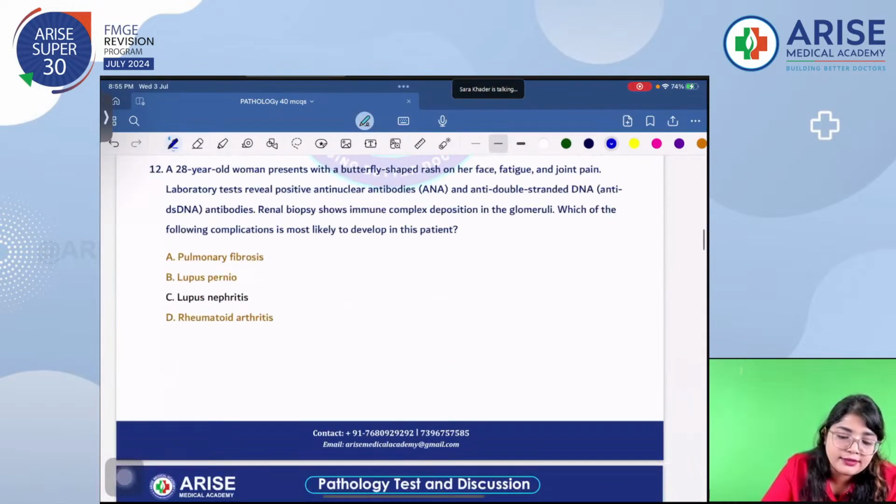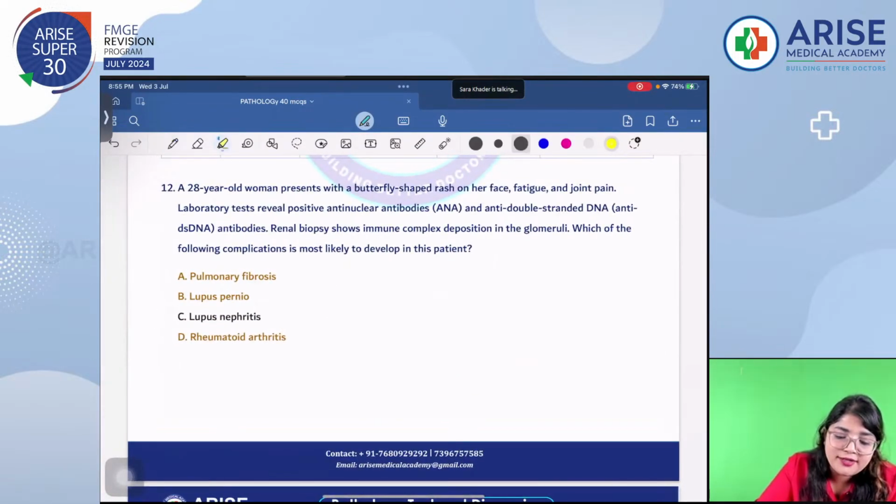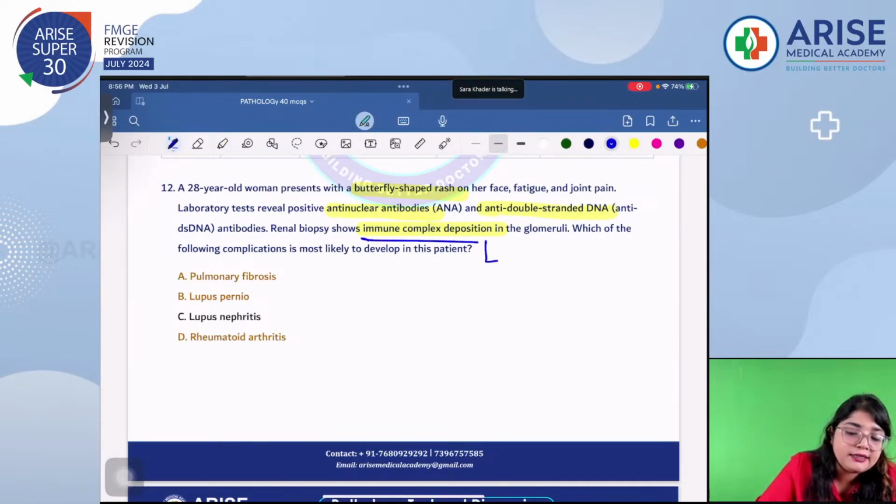All right, let's look at the next question. The answer is already given, but can somebody tell me the diagnosis of this? A butterfly-shaped rash. There are positive anti-nuclear antibodies and anti-dsDNA antibodies. Renal biopsy shows the deposition of immune complexes. So most likely a type 3 hypersensitivity. Right? So what is the diagnosis? Yes, we are talking about SLE.